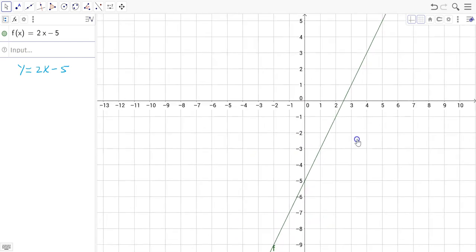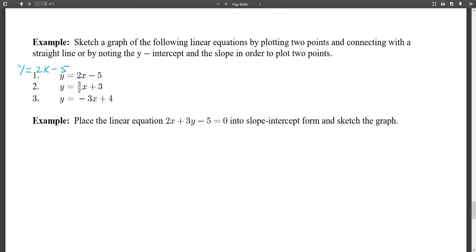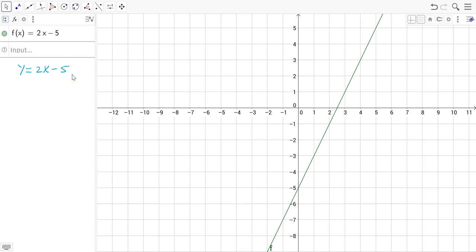And here's the graph of our function y equals 2x minus 5. Right there. Let's graph the other one. What was that? That was 3/2 x plus 3. So let's graph that one.